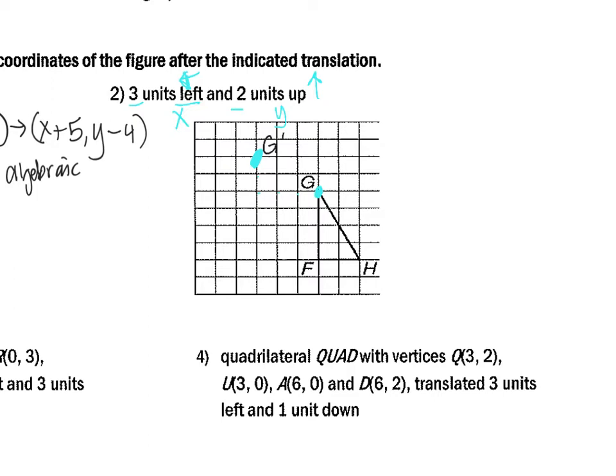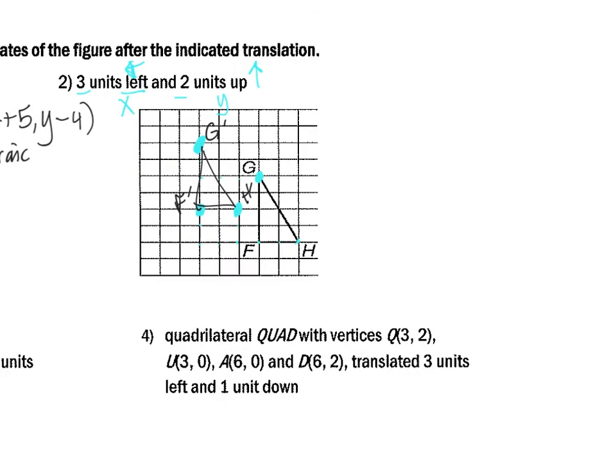Then I'm going to use the F. So 1, 2, 3, 1, 2. Okay, and that's going to be F prime. Last one, H. So I'm going to move it 1, 2, 3 to the left, and 1, 2 up. So H prime. If we connect them all, it should look the same.